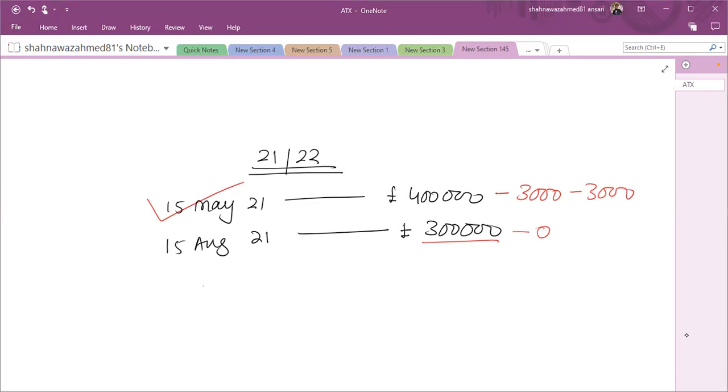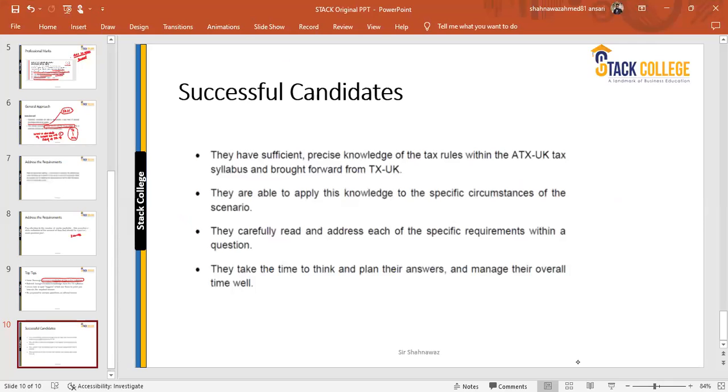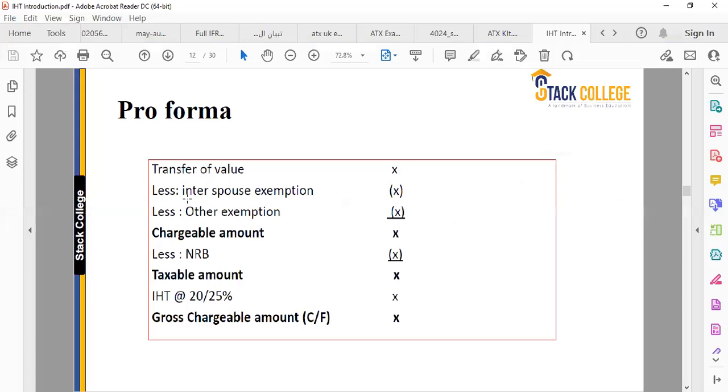And then we have to apply this particular format, which is the format of lifetime tax. Transfer of value, identify the exemptions, find out the chargeable amount, deduct NRB, which is a relief, find out the taxable amount, apply the tax rate, and there will be an IHT liability, which either the donor has to pay or the donee has to pay.